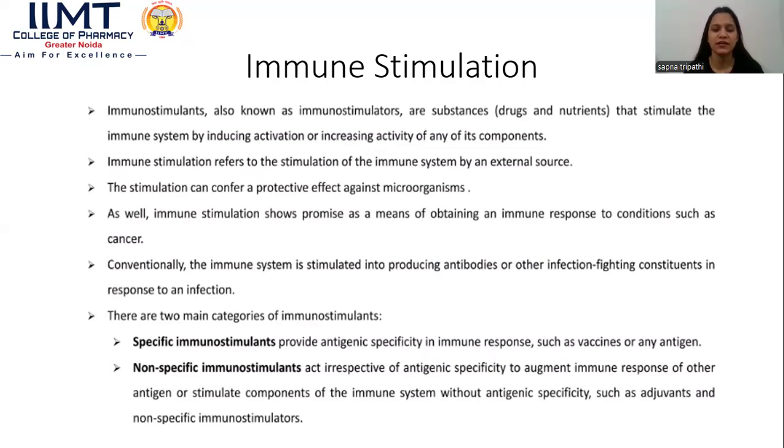There are two main categories of immunostimulants. The first one is specific immunostimulants and the second one is non-specific immunostimulants. Specific immunostimulants provide antigenic specificity in immune response, such as a vaccine or any antigen, and non-specific immunostimulants act irrespective of antigenic specificity to augment the immune response to other antigens or stimulate components of the immune system without antigenic specificity, such as adjuvants and non-specific immunostimulators.